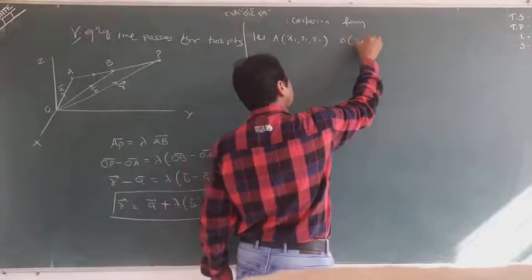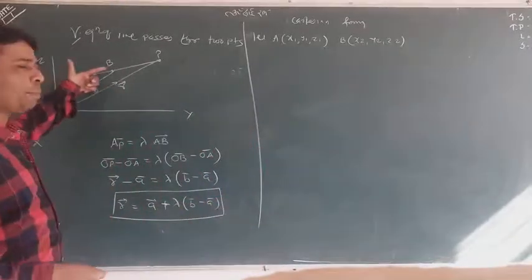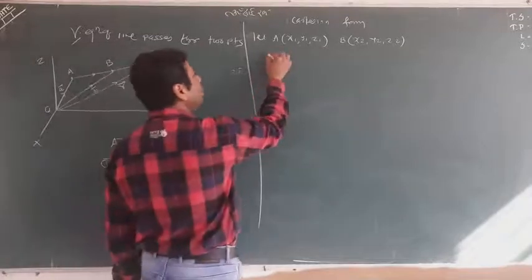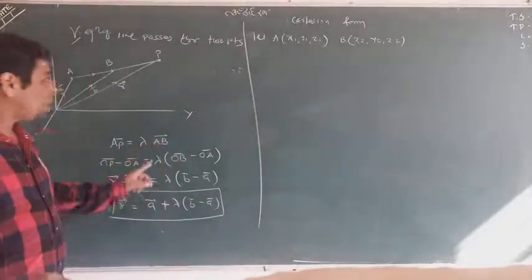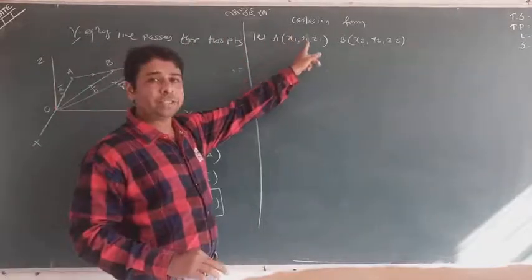B is x2, y2, z2. And there is a line passing through A and B. If we want to find its equation, we'll take help of this one. So it's very easy. Can you say what is A? The position vector of A is x1i, y1j, z1k.